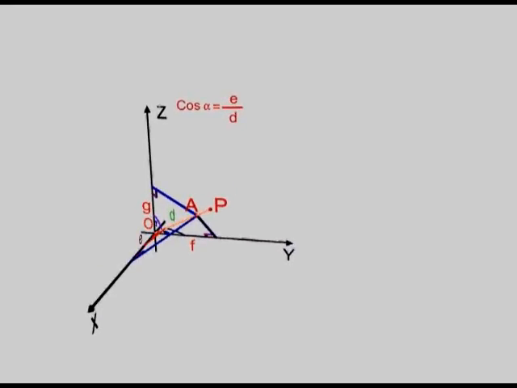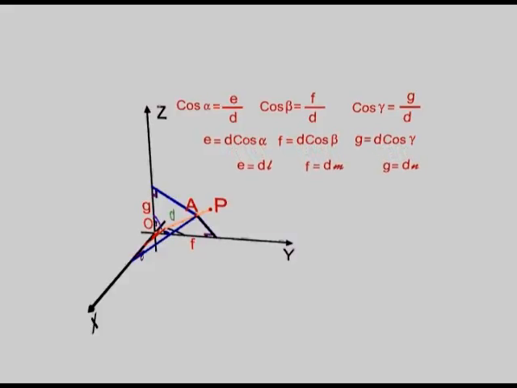Then we have cos alpha equals E over D, cos beta equals F over D, and cos gamma equals G over D. We can now write E equals D cos alpha, F equals D cos beta, and G equals D cos gamma. We replace cos alpha, cos beta, and cos gamma with L, M, and N. Since D remains constant as P moves, E, F and G are proportional to the direction cosines, and we can write E to F to G is equal to L to M to N. E, F and G are called direction ratios or direction numbers of line OP.